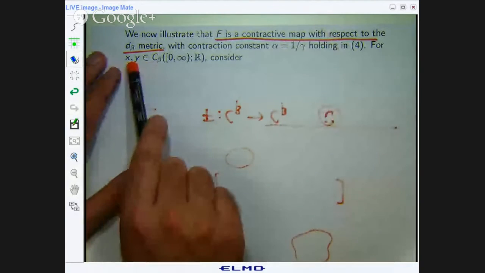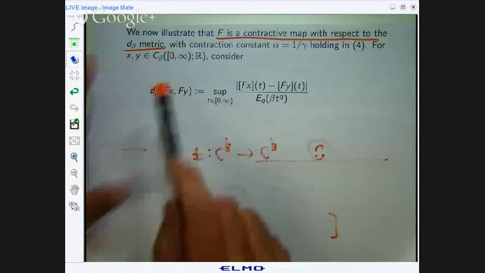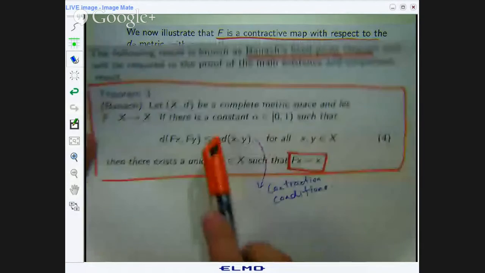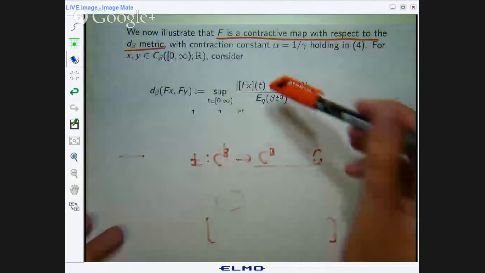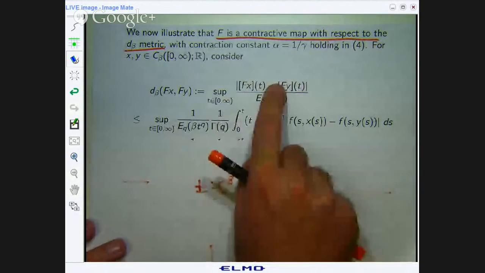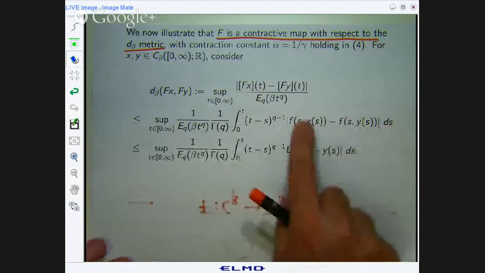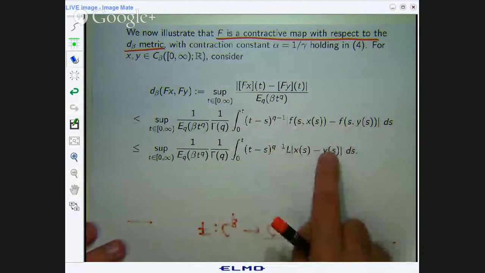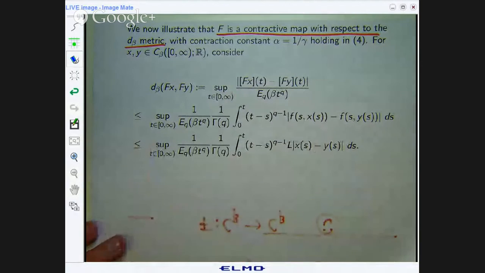So let's consider x and y in this set, and then we're going to consider this distance just like we would over here, except we've got a beta. All right, so that's it there. Now, writing it out in terms of the integral, you'll get this. Now, this little f satisfies a Lipschitz condition, so I can go from there to there, keeping the inequality.